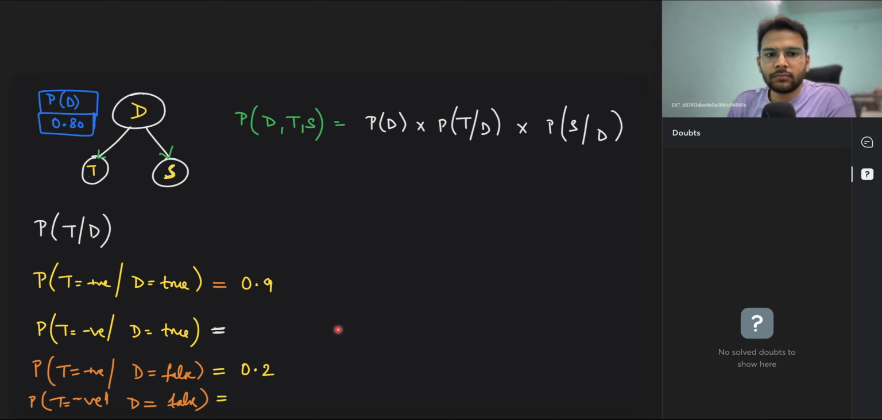Probability of test is negative given that the patient is infected? Definitely it is going to be 0.1, because these two will sum up to 1. These two will sum up to 1. And what about this one? Again, these two will sum up to 1, so it is going to be 0.8. Is it clear? Any doubt, anyone? Okay. Similarly, let's talk about the symptom also, and then we will be solving this particular question.